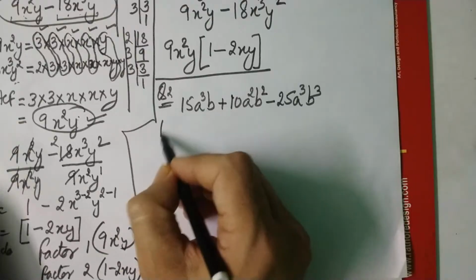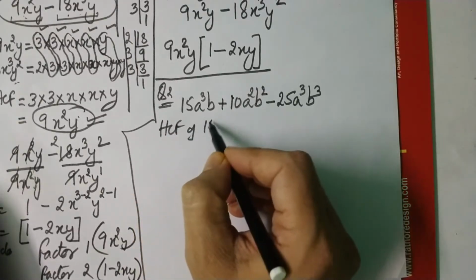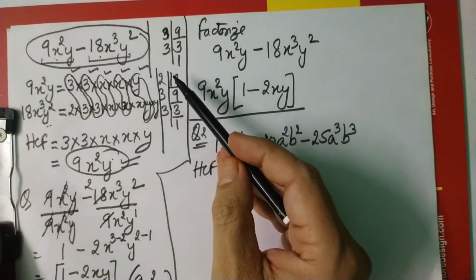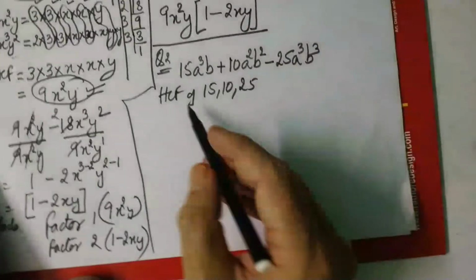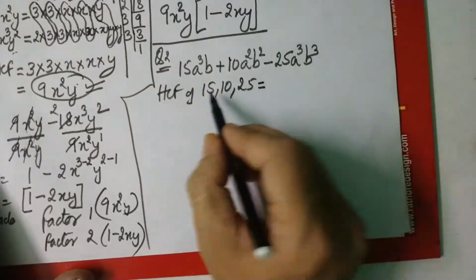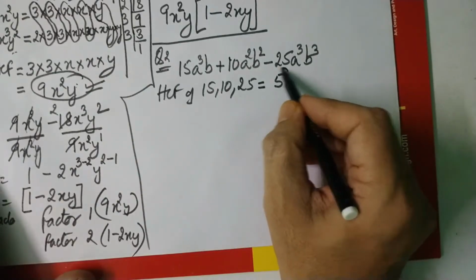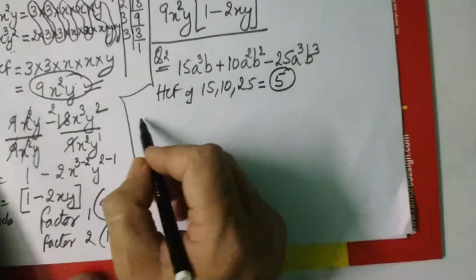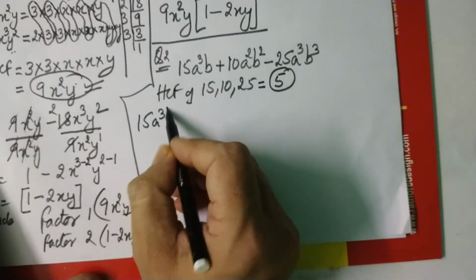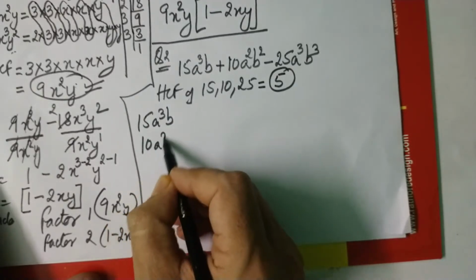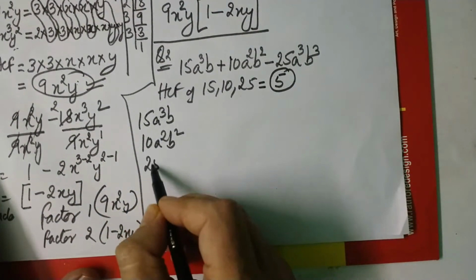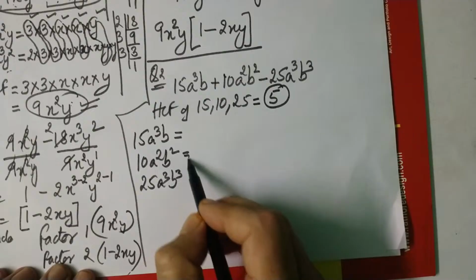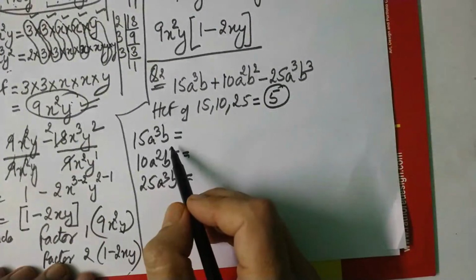First you will find the HCF of 15, 10 and 25 by using the prime factor method which you have done in class 5. So what is the HCF of 15, 10 and 25? It is 5. 5 is the HCF. So now what do you do? Again I am writing 15a cube b, 10a square b square, 25a cube b cube. So 15a cube b, 15a cube b.